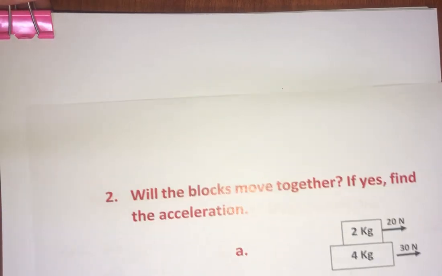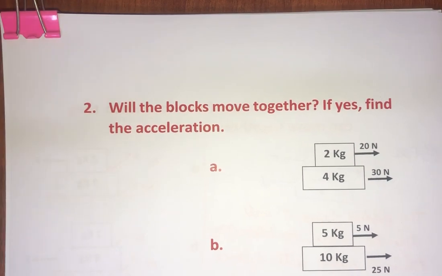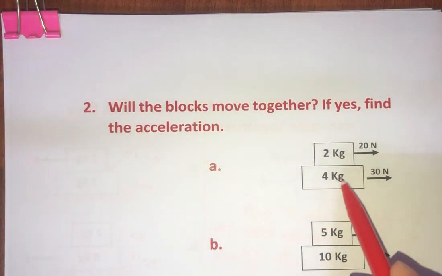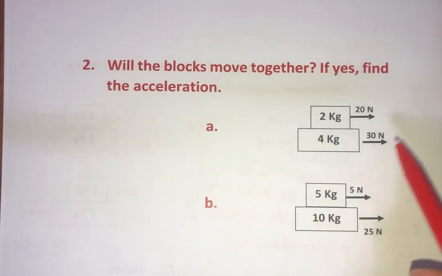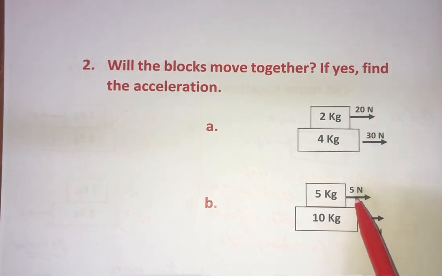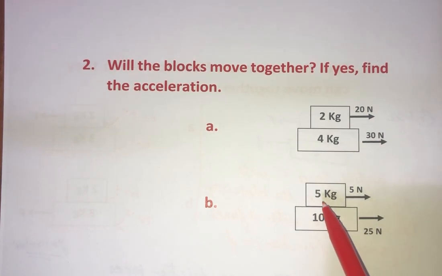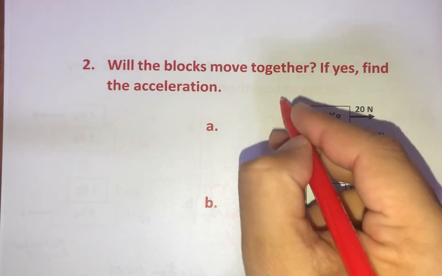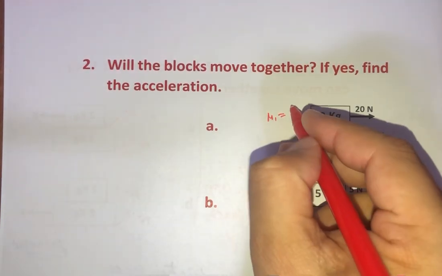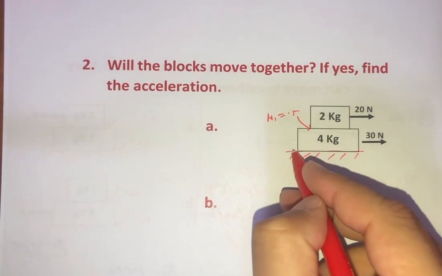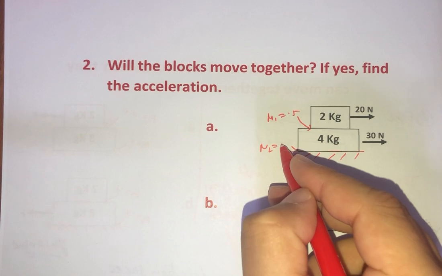In the second question, we have two blocks, 2 kg and 4 kg, and the force is applied on both the blocks. In the first case it is 20 Newton and 30 Newton. In the second case it is 5 and 25, and the weights are 5 kg and 10 kg. In the first case mu1 is given as 0.5, and mu2 is given as 0.2.